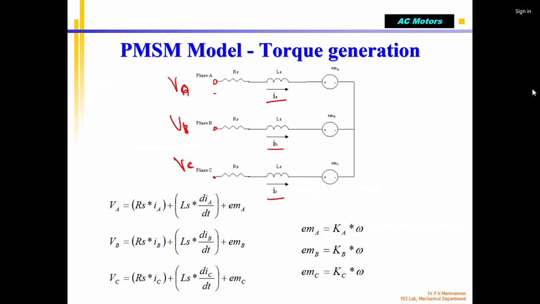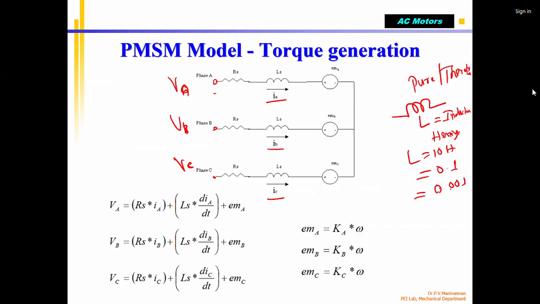Please note that the stator coils are made of copper wires. It has resistance, but theoretically, as I have told you many times, if I say the coil L, it means just inductance alone. Theoretical or pure inductance. What is the unit of inductance? Henries. L equal to 10 H, or 0.1 H, or 0.001 H, millihenries, microhenries, or henries. But this is theoretical.